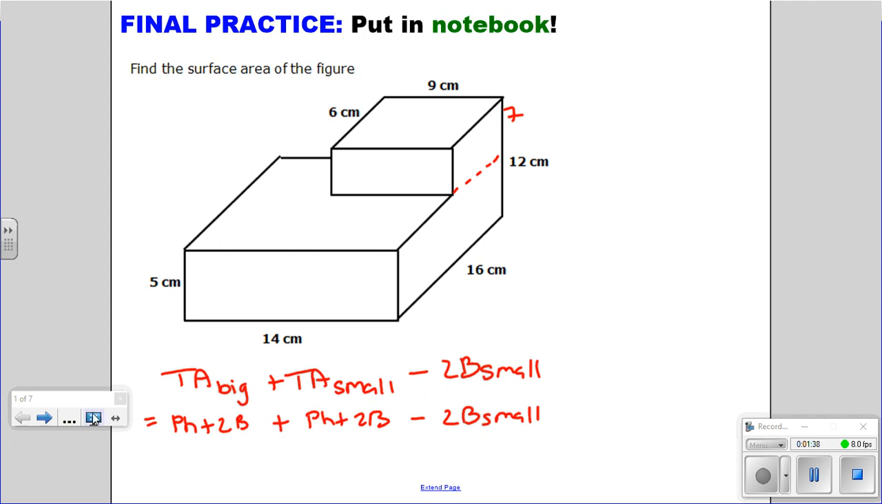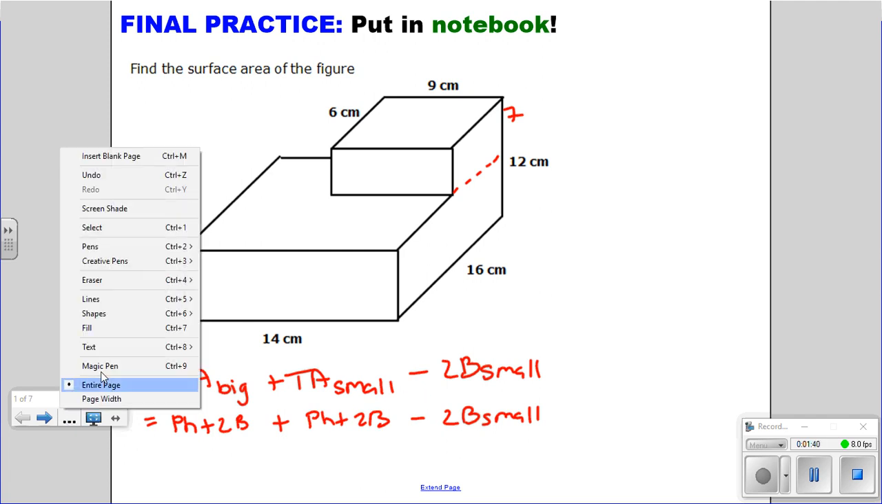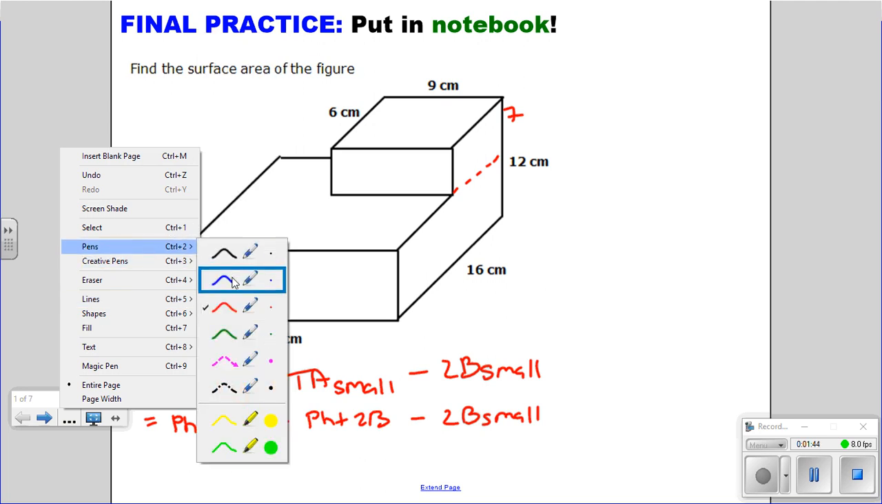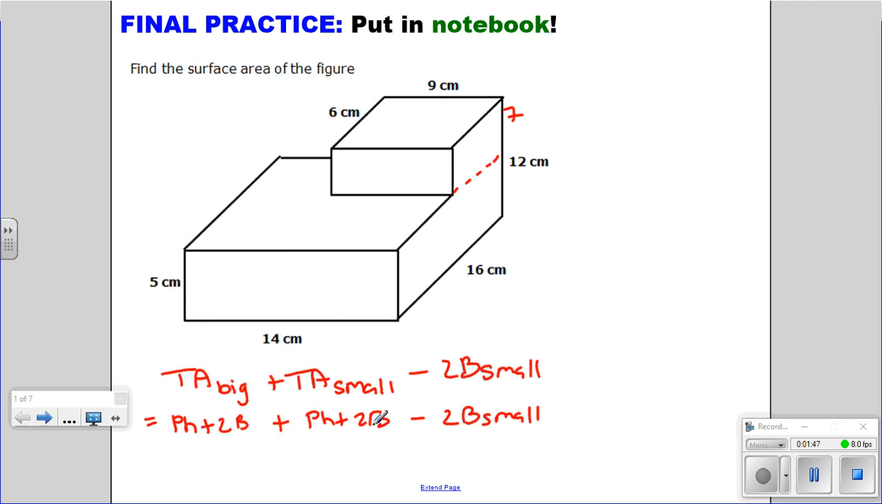Well, since we're going to be adding to get this total and then subtracting again, we can actually cancel these out. So all we need to do is find the total for the large prism and the lateral for the small. And that's all we'll need. So let's start finding all of our information.